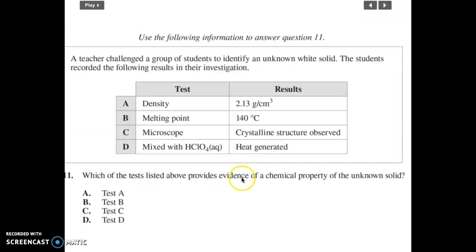Okay, so looking at which one is a chemical property. Density is physical. Melting point, physical. Microscope shows the crystal structure, that's physical. And what happens when you react with an acid, that's a chemical property. Okay, so test D.